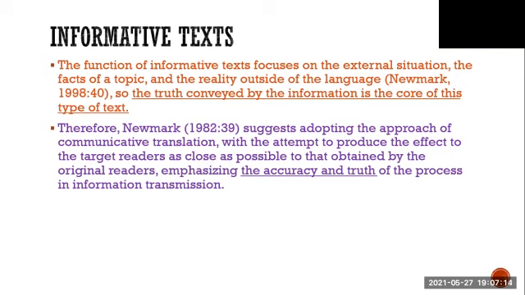There must be accuracy and truth in the process of information transmission. Because the communicative approach doesn't mean you can change the information. You do not change the information. On the contrary, you need to be very accurate when you convey this information, but you just do it in a communicative way, ترجمة توصيلية, because you need to communicate the heart of this information to the target reader.